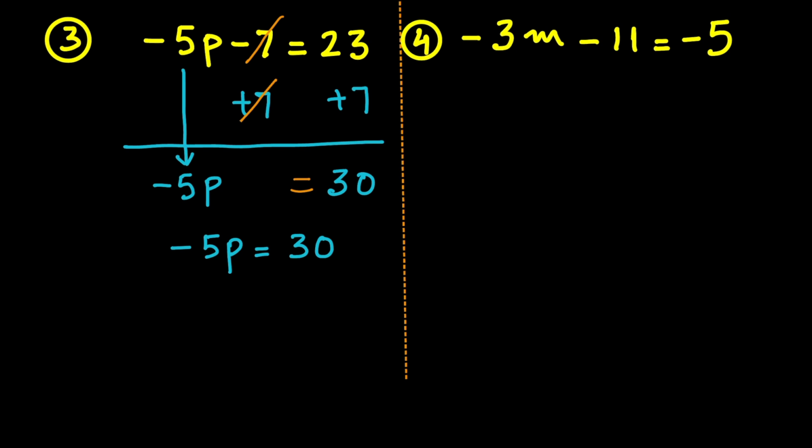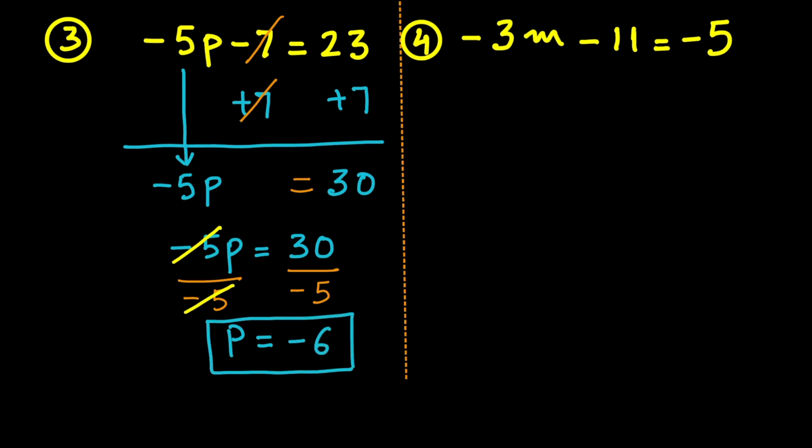Now to isolate the variable, minus 5 is multiplied to it, so we do the opposite operation. We divide by minus 5 on both sides. So this minus 5 and minus 5 cancel out. We are left with p is equal to 30 divided by minus 5, which is minus 6. So p is equal to minus 6 is the answer for this.